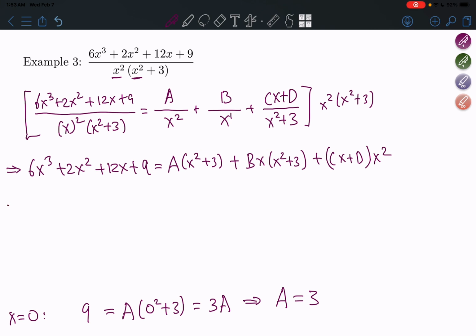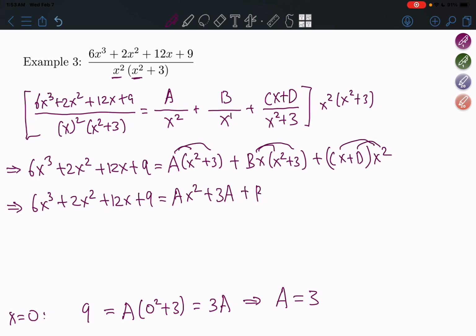Anyways, so what are we supposed to do here? Well, unfortunately, you can't get away with this all the time, right? So what we have to do is collect like terms. We have to distribute everything on the top, on the right hand side, and collect like terms. So ax squared plus 3a plus bx cubed plus 3bx plus cx cubed plus dx squared. So I distributed everything, okay? And then I like to collect the like terms.